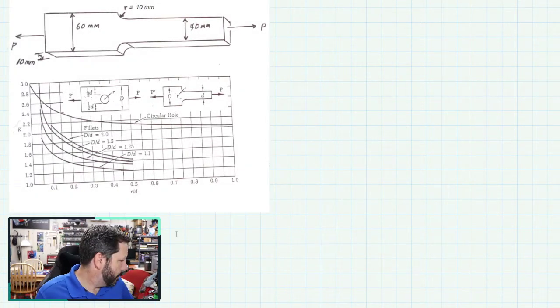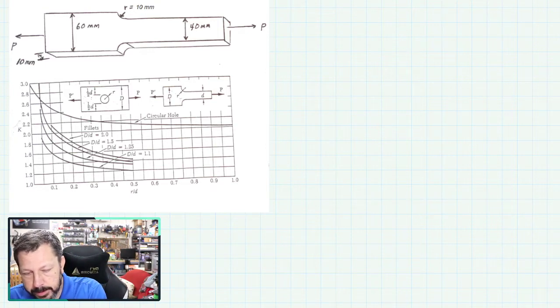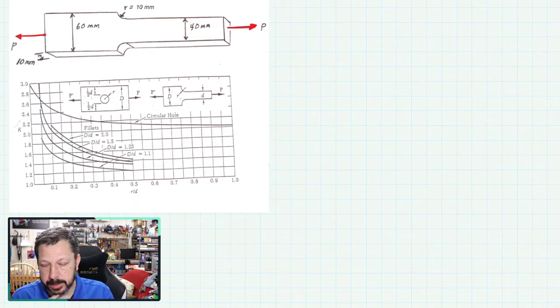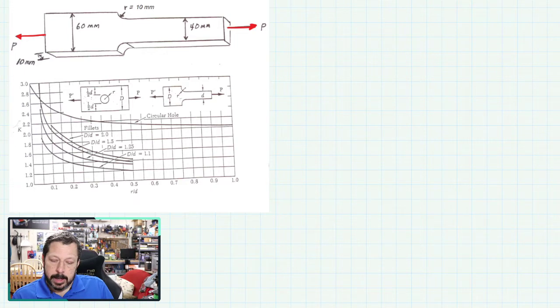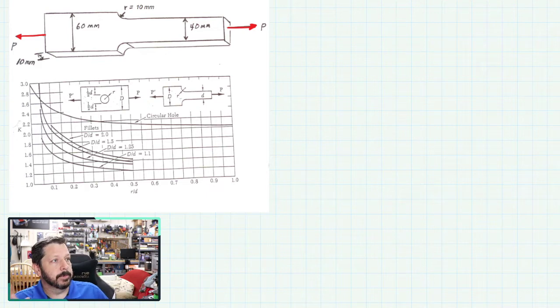So what we've got here is, first thing you do is you calculate the stress just like you would normally. So this is an axial force. There's the force that we're actually trying to calculate. We want to know what's the maximum force P that we can apply to this thing. It has a 60 millimeter section and a 40 millimeter section. So if we're thinking about axial stress, then the 40 millimeter section is going to have a higher axial stress or normal stress in it. Assuming it's the same thickness everywhere, which it is, it's 10 millimeters thick everywhere in this bar.